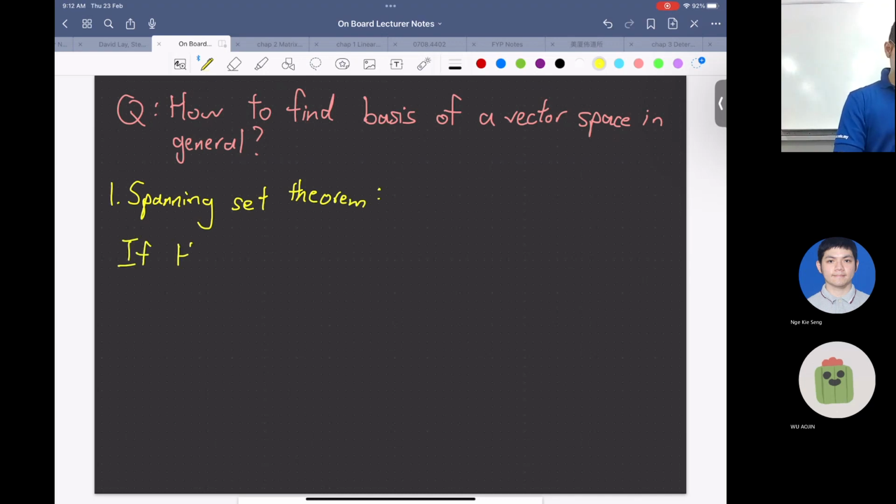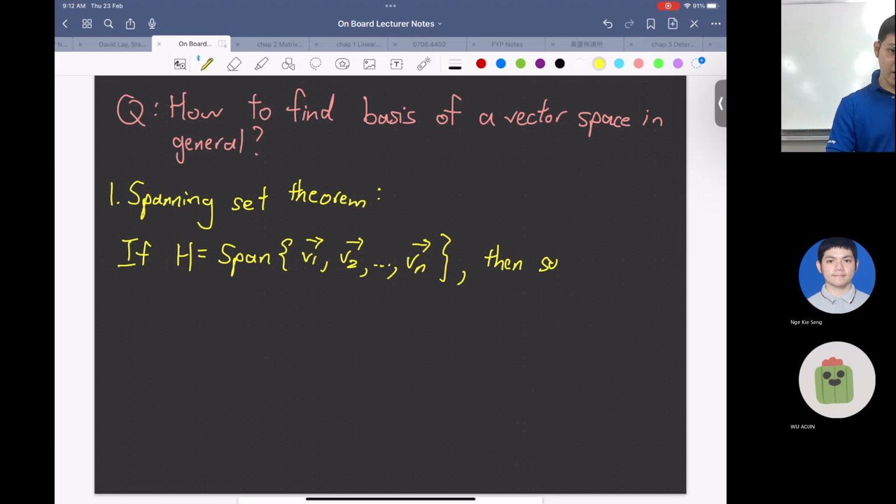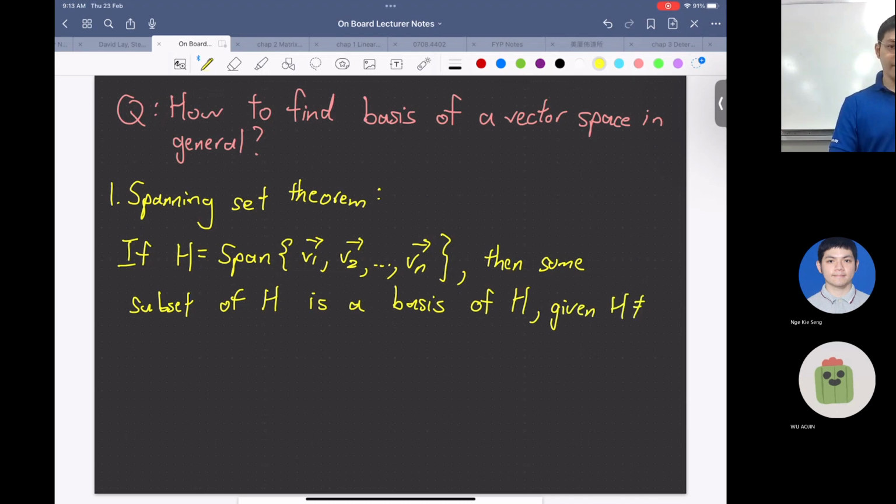Let's say you already found some vectors and then consider all the linear combinations. That means you consider the span of a few vectors, call it H in this case. Then some subset of H is a basis of H, given that H is non-zero. If it is 0, then there's no basis you can find. The 0 vector, everything is linearly dependent on 0.